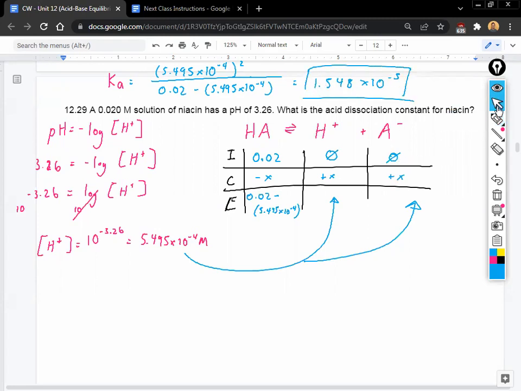All right, and that's it. That's how you can find the Ka value using just the pH and the initial concentration of the acid. So hopefully not too bad.